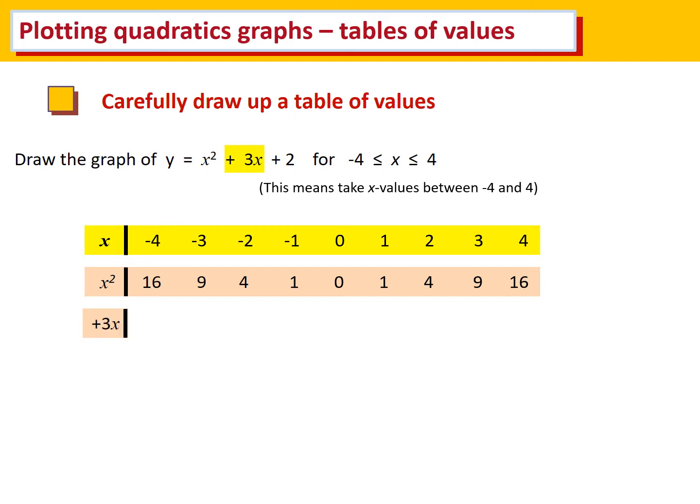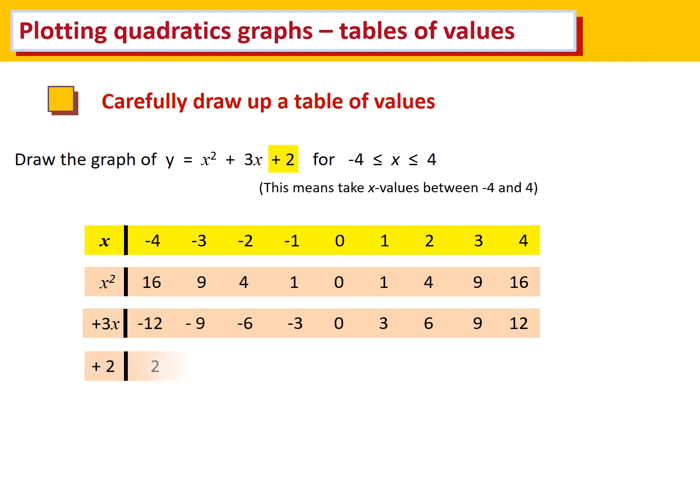Each x value is being multiplied by 3, so that'll give us -12. When x is -3, that'll give us -9. When x is -2, that'll be -6, etc. And finally, we're just adding 2. So that will just be a row of 2s being added. And then our y value, remember it's saying y equals x squared plus 3x plus 2.